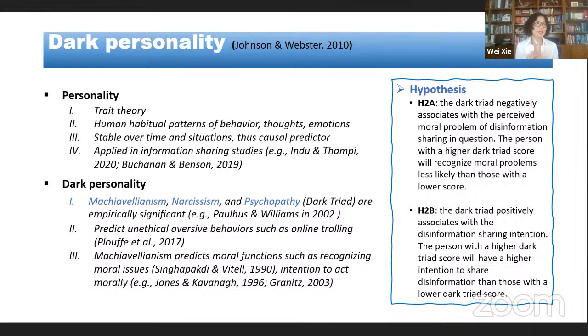And there are three kinds of dark personality: Machiavellianism, narcissism, and psychopathy. And of course, these three dark personalities are based on previous research and have been applied in previous research. So based on this evidence, again, I propose my speculations, right? That's my hypothesis, the second group of it.